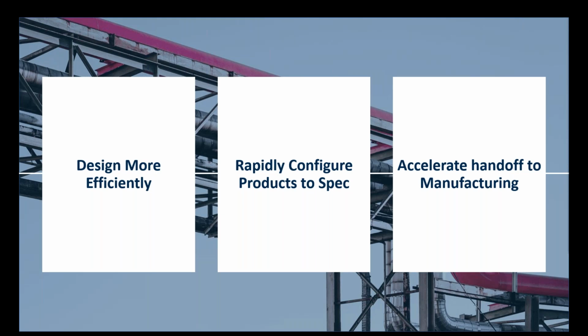Secondly, you can rapidly configure products to spec. So manually modifying models to meet customer specs can drain your engineering resources. So define parameters to create your 3D model and easily set rules that drive a custom product configurator. And thirdly, you can accelerate handoff to manufacturing. Extend automation beyond engineering with simple-to-code tools that capture and execute standard processes for the creation of drawings, toolpaths, and other documentation.